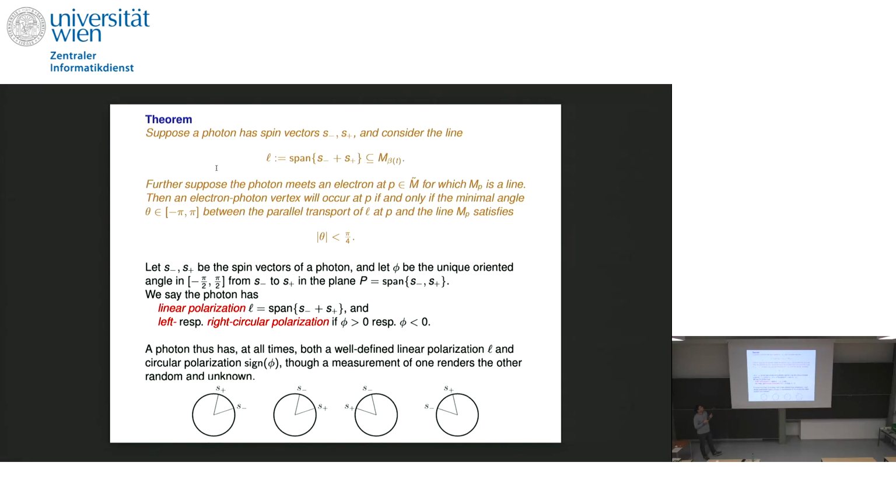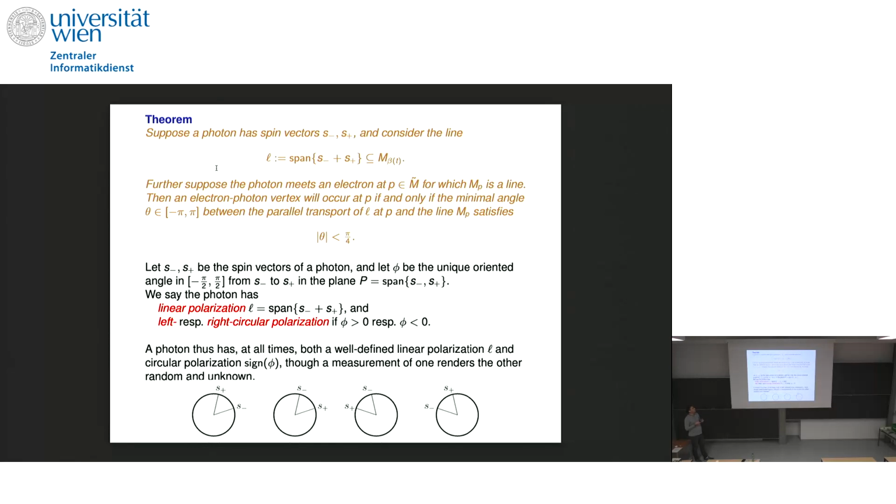Further, suppose the photon meets an electron at a point P in M tilde, for which MP is a line. Then an electron-photon vertex will occur at P if and only if the minimal angle theta, from negative pi to pi, between the parallel transport of L at P and the line, this subspace MP, in the internal tangent space at P, satisfies the condition that the absolute value of this angle is less than pi over 4.